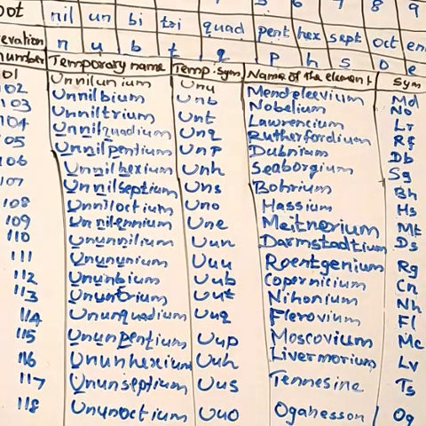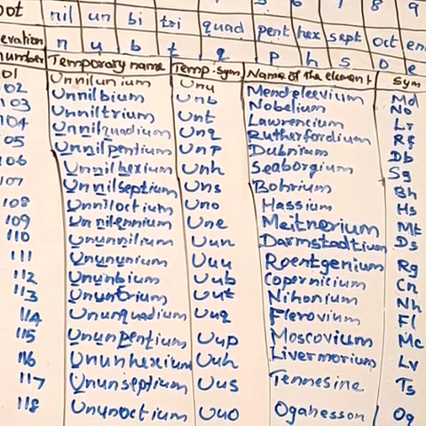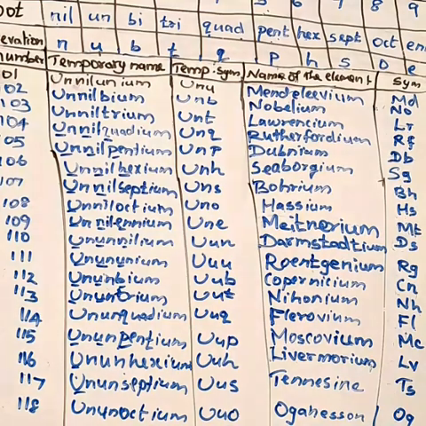Okay, students. By using this temporary nomenclature given by IUPAC, we can predict the temporary name for undiscovered elements, and we can write the electronic configuration for that element. From the electronic configuration, we can predict the properties of those elements earlier. Okay.